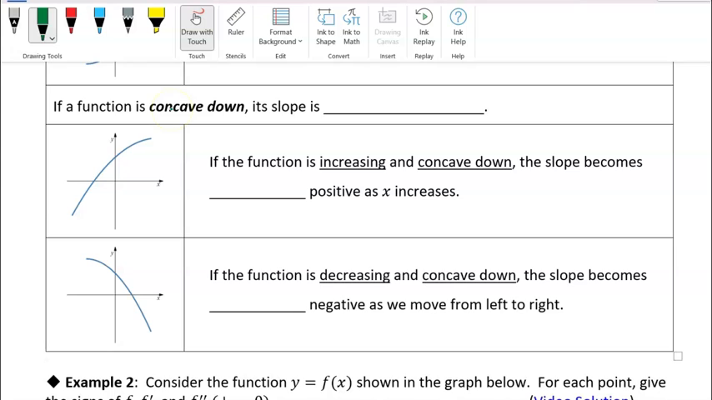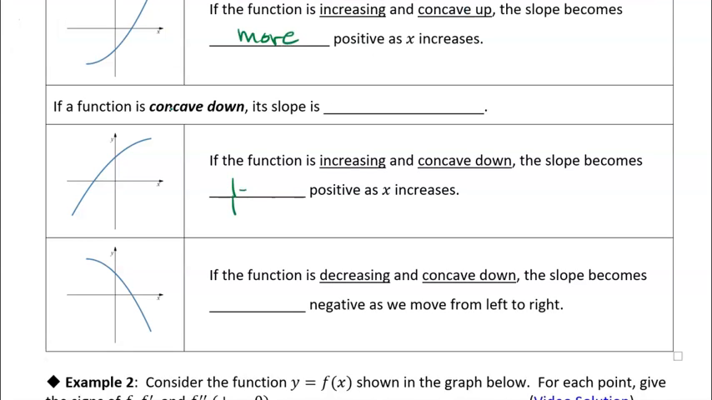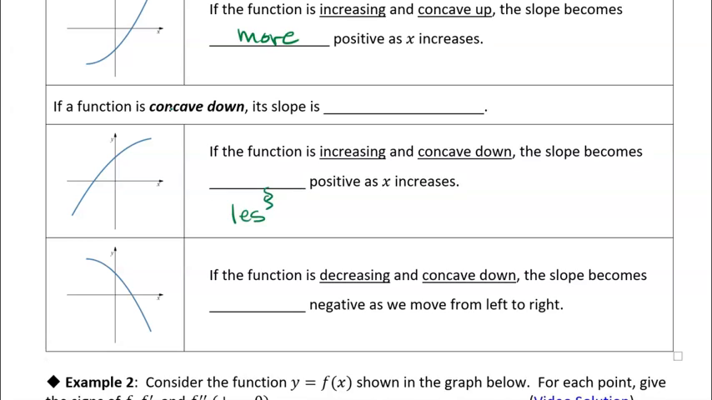If it's increasing and concave down, the slope becomes less positive, because it's decreasing. So it's kind of what you would expect.